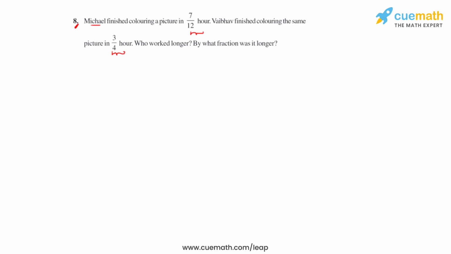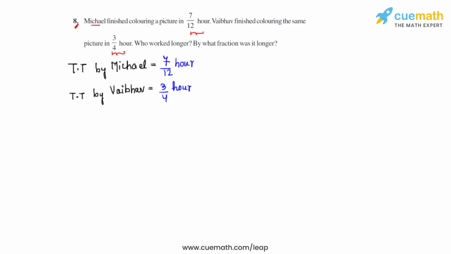So we'll write the total time taken by Michael was 7/12 hour, as given in the question. Then the time taken by Weber was 3/4 hour. What we have to do is compare these two times and find out who worked longer. So we'll be comparing the two fractions, that is 7/12 and 3/4.